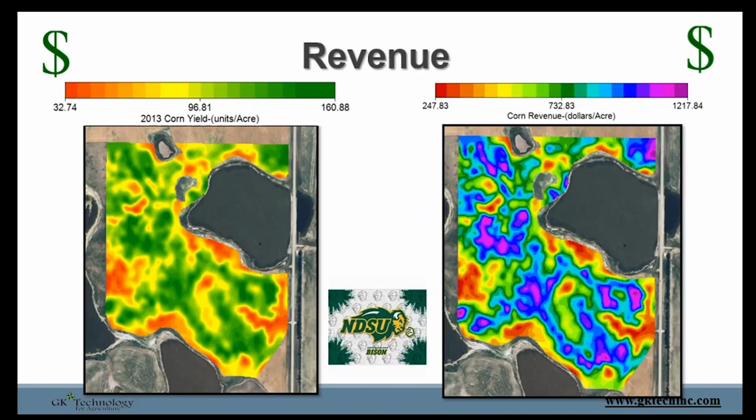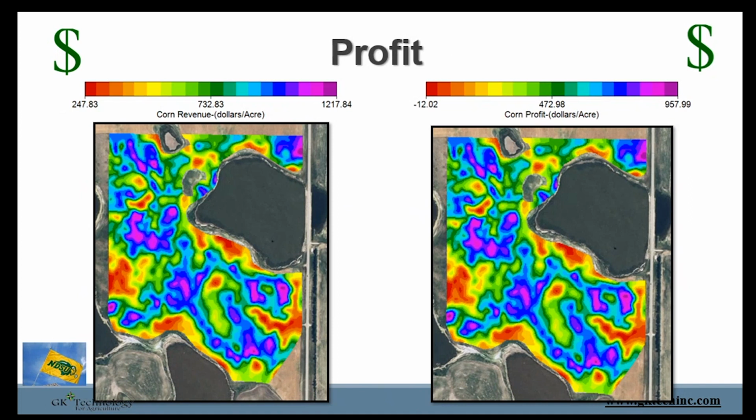Pretty exciting. Revenue, of course, we always want to bring it down to dollars and cents. It's really easy to take yield data and just add in some prices and get some dollars in there. So you can see on a revenue basis, we made someplace between $247 and $1,200 to the acre on that field. I think I was using $757 for a sale price on the corn in here.